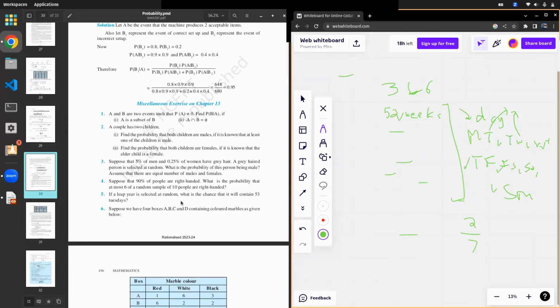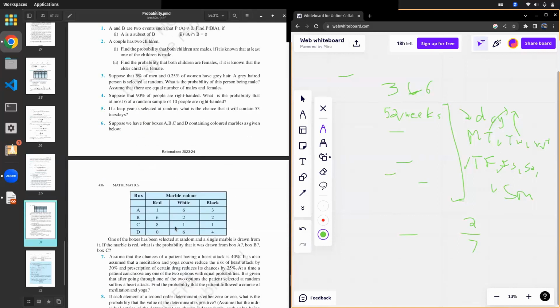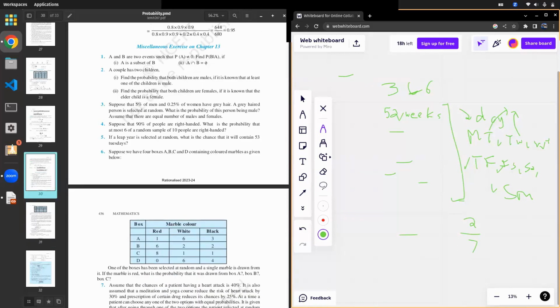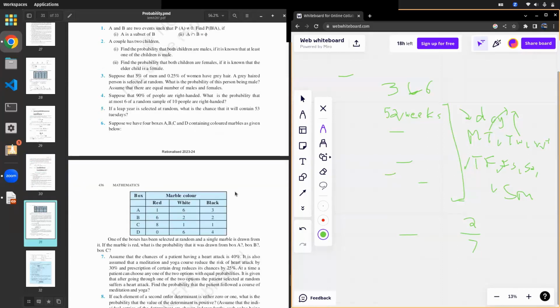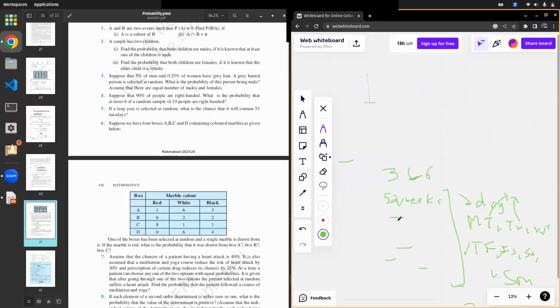So next we will do the next question. Suppose we have 4 boxes A, B, C, D containing colored marbles as below. Okay, we have 1 red ball, 6 white ball and 3 black ball. One of the boxes has been selected at random and a single marble is drawn from it. If the marble is red, what is the probability it is drawn from box A, box B, box C? Okay, this is a plain Bayes theorem question.